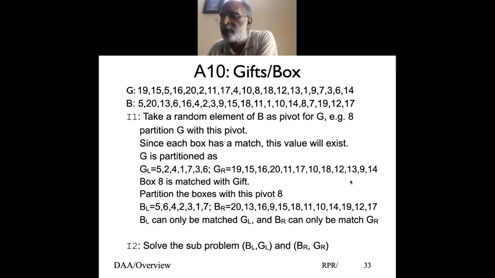Let's look at the example there. Essentially what you're saying is, take a random element of B as pivot for G. Let's say my random element is G. I'm just taking a random element. Now using this 8, partition the boxes. Sorry, I'm saying some random element of B, which, to be consistent, I take as 8.